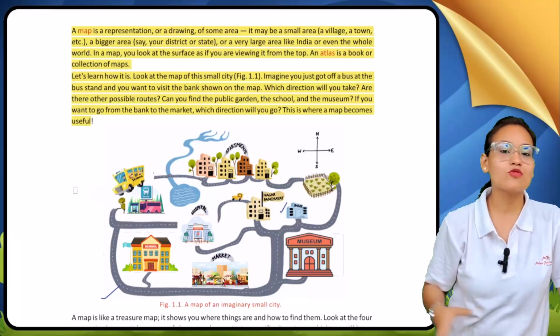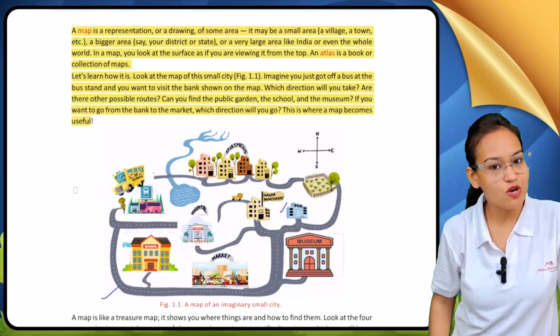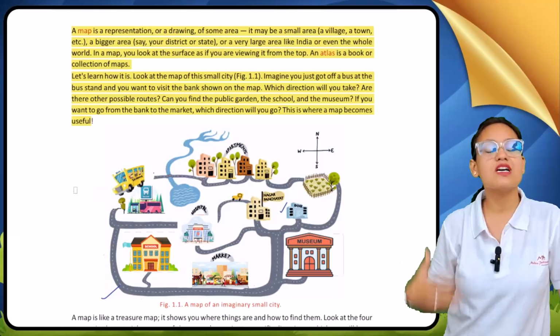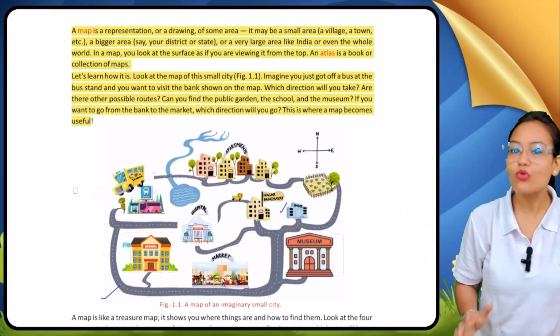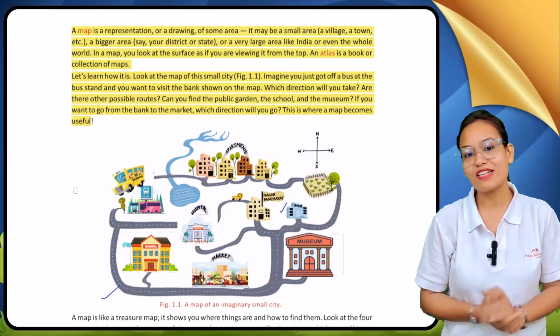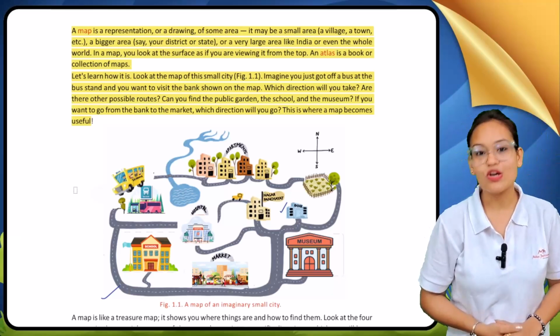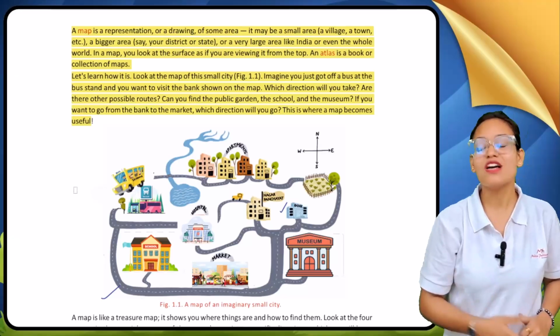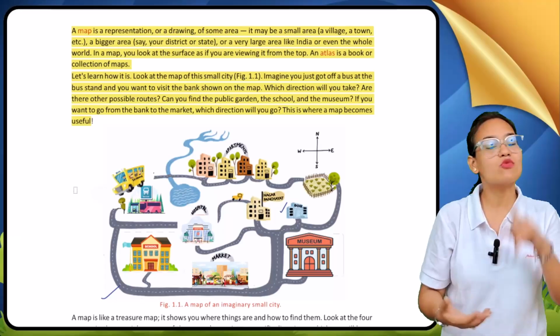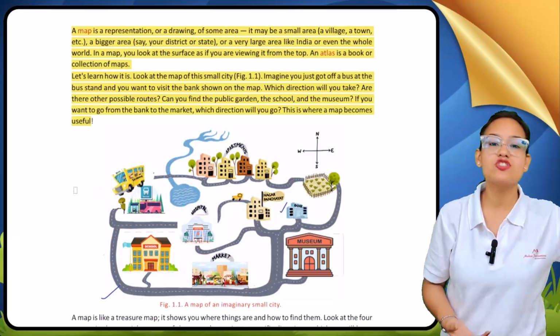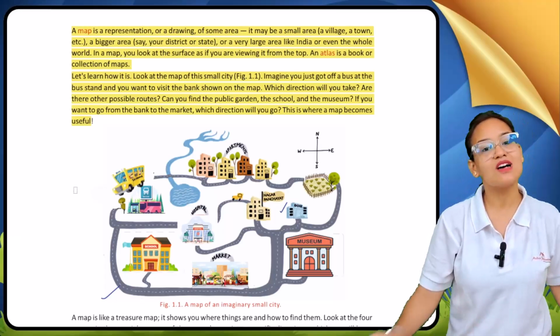Suppose you get down from your bus at your bus stop. Now you want to visit a nearby bank, but you don't know in which direction the bank is located. Now what are you going to do? Here comes the role of a map. Here you are going to use a map, and by looking at the map you can easily find out in which direction the bank is located.